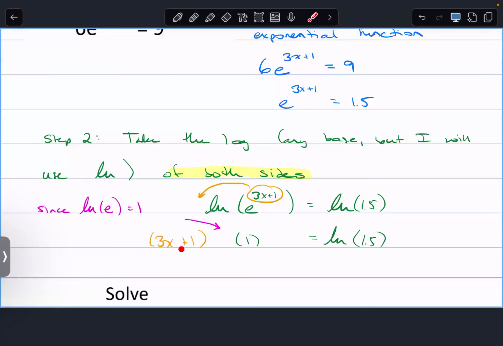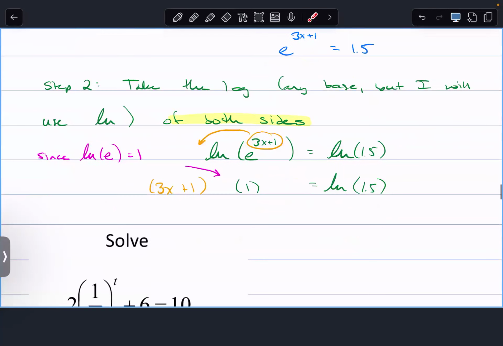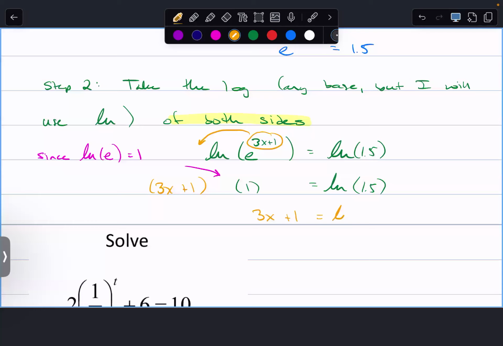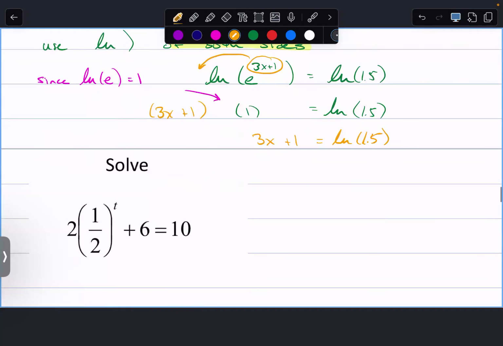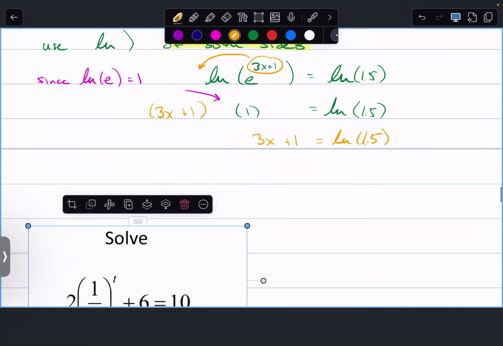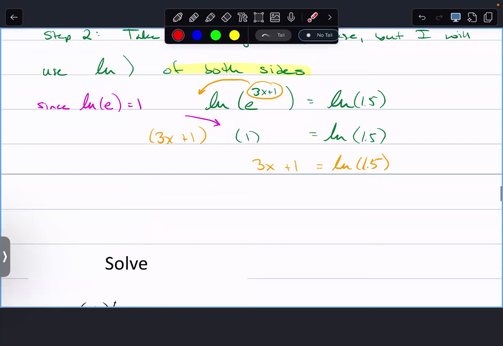So now all of a sudden I have a relatively simple left-hand side is equal to the natural log of 1.5. And so I have 3x plus 1 is the natural log of 1.5. And so now I can solve 3x plus 1 is the natural log of 1.5. Treating this as just a number. The log of 1.5 is just a number.